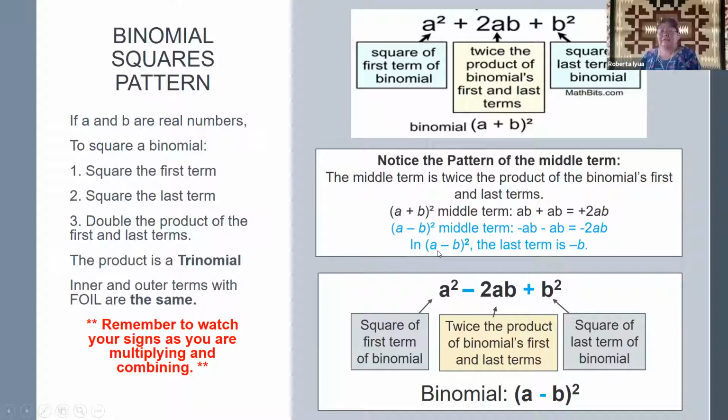As you would notice, in a minus b squared, the last term is a negative b, which will give you, as the middle term of a minus b squared, a negative 2ab.